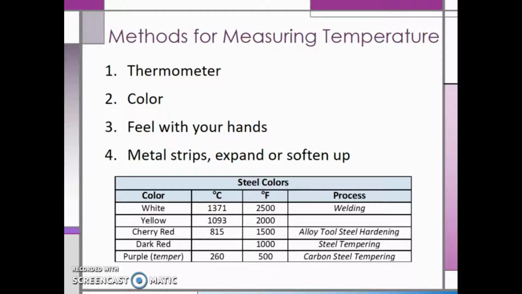Last, you can find the relative temperature of a metal strip depending on if it expands or softens up. This is how a thermostat works. There is a thin bimetal strip that expands when it heats up. But since the strip is made up of two different metals, they expand at different rates, closing one circuit or another depending on the temperature.